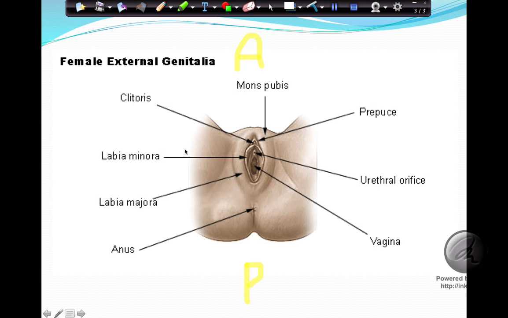The mons pubis is the next structure that I want to look at, and it literally means a mound of flesh over the pubic bone. Functionality wise, it's a form of protection to protect the internal female anatomy. It also has more cultural significance when we think about pubic hair and how the cultural norms have changed over time and vary from culture to culture.